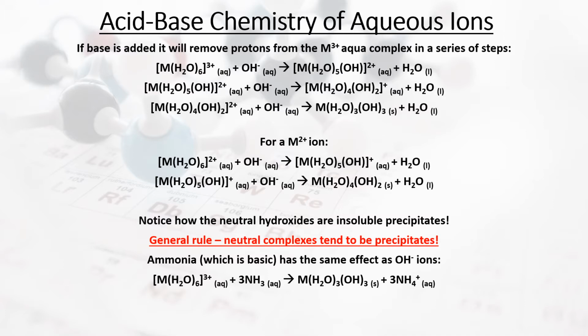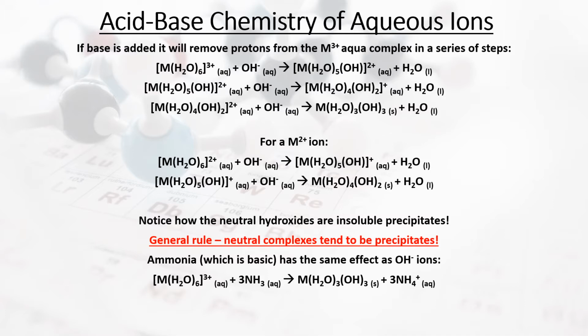Now a similar thing happens with an M2+ ion. Our base removes these protons stepwise, so we go from the M(H2O)6 2+ ion to the M(H2O)5OH 1+ ion, and we lose a molecule of water. And then the second step happens again, and the key thing on this step is, again, we produce a precipitate. So we have this M(H2O)5OH reacting with base, pulling off one of those protons, and we end up with our solid precipitate of M(H2O)4(OH)2. And that's a solid.